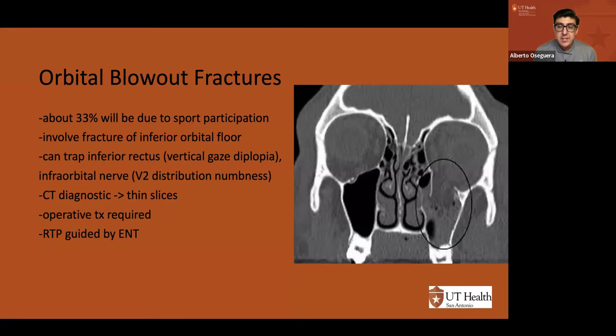CT is going to be your diagnostic image of choice. And again, if you're doing this on the sideline, this isn't too pertinent. But if you're an ER physician or somebody that orders these, you'll want to get thin slices, because it can be missed if the slices are too thick. That was an insider tip from an ophthalmologist I got one time. Usually operative treatment will be required, and the return to play is going to be guided by ENT. So you'll definitely want to use a team-based approach for that.